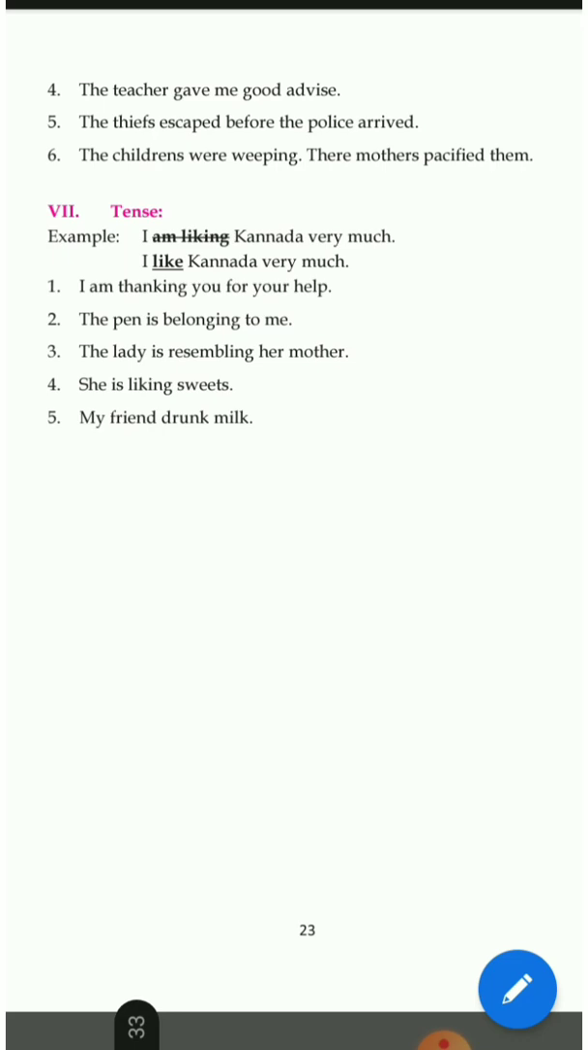Next one. The thieves escaped before the police arrived. What is the mistake there? Look at the spelling of thieves. Thief, then it should be thieves. So what is the spelling of thieves? THIEVES.